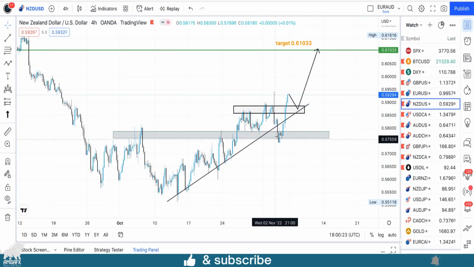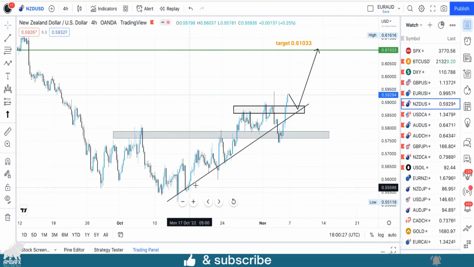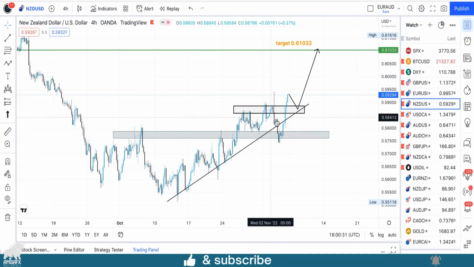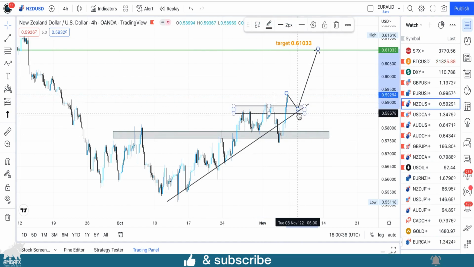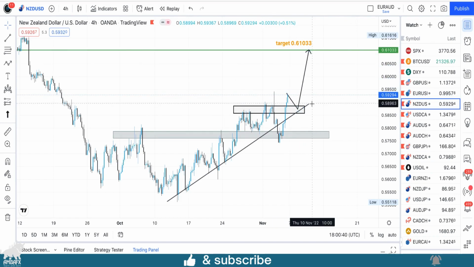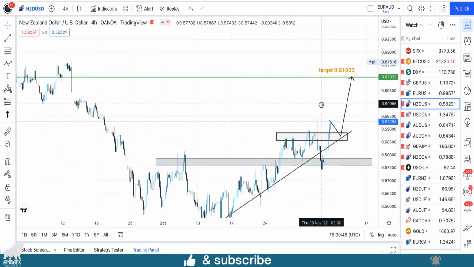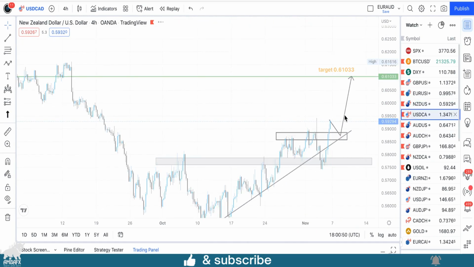So this is a fake breakout, and a fake breakout respects the trend line, then we have a breakout here, breaking back. So we are looking for it to trace to this level, then move to 0.61. So from this one to here, that is almost like 200 and something pips to the upside. So it's not bad anyway.